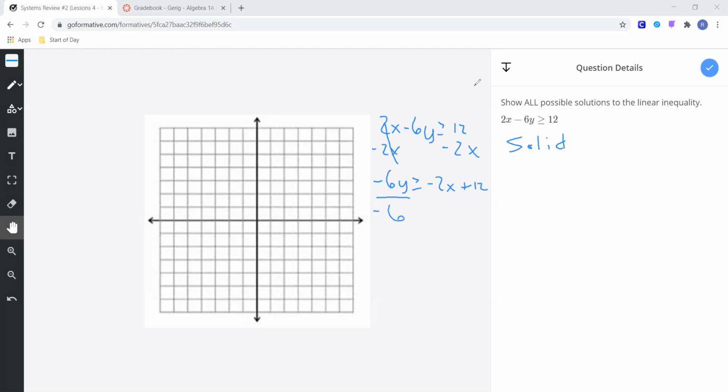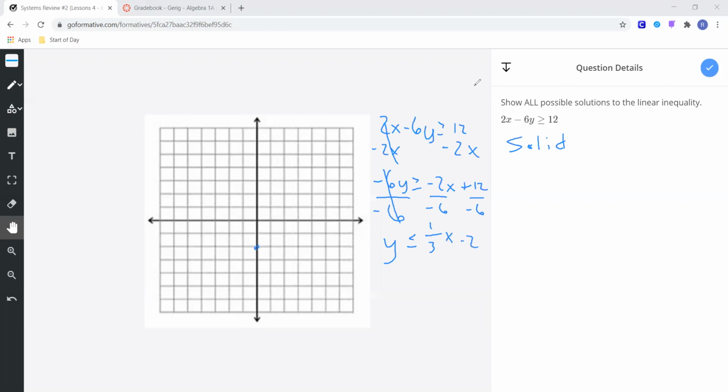Divide by negative 6. I get y, but I divide by a negative, so it's going to flip the sign: less than or equal to instead of greater than or equal to. 2 and 6 reduces to 1 and 3. Now both negatives cancel, so it's just positive 1/3 x minus 2.